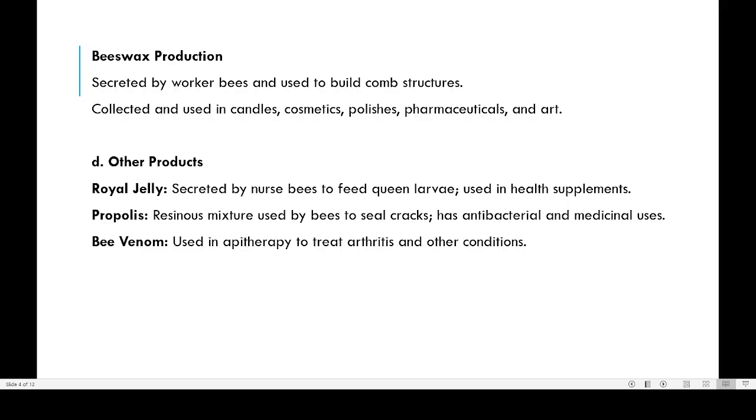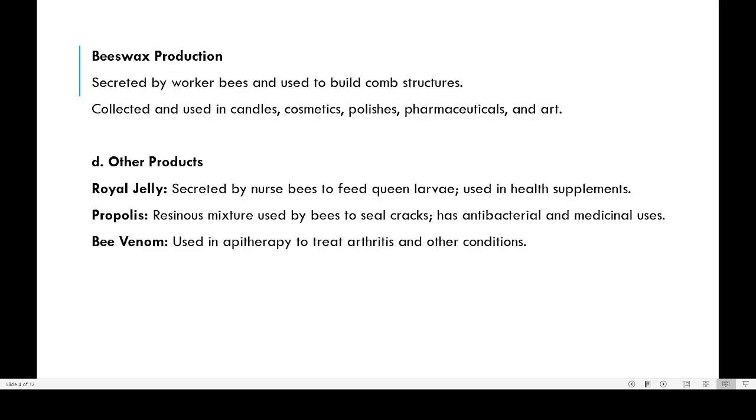There all we are using beeswax, but for the honeybee they are mainly using beeswax for building its comb, building its hive or comb. The nest of the hive is actually built using comb of beeswax. Beeswax is produced by certain glands on the legs of the honeybee. Now there are some more honeybee products. One is royal jelly. Here it is secreted by nurse bees to feed the queen larvae, and it is used as a health supplement.